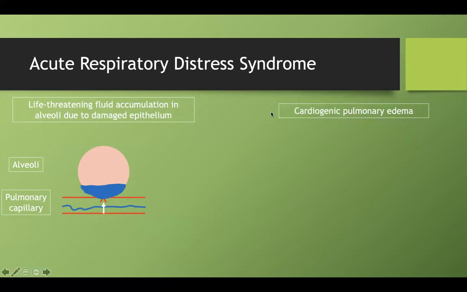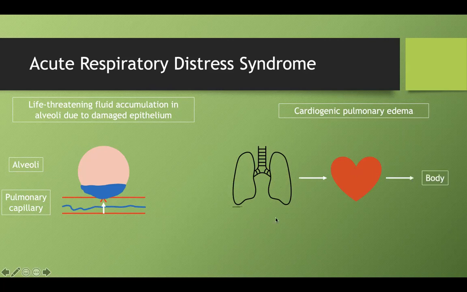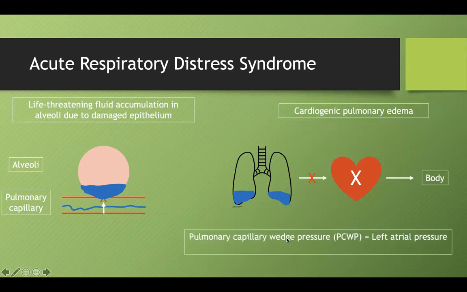So I want to talk about non-cardiogenic versus cardiogenic pulmonary edema. In cardiogenic pulmonary edema, blood goes from the lungs to the heart, back to the body, and ultimately back to the lungs later. If your heart's not working, let's say you have heart failure, we can't get all the blood flowing from our lungs to our heart. So it's going to back up in this region, and as it backs up and the pressures grow, you're going to get cardiogenic pulmonary edema because of that back pressure. You can measure this with the pulmonary capillary wedge pressure, which is just our left atrial pressure, and you'll notice that it's a lot larger.